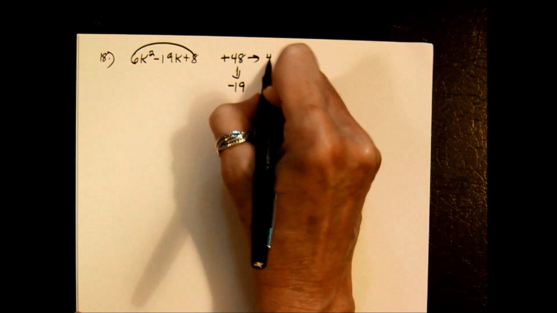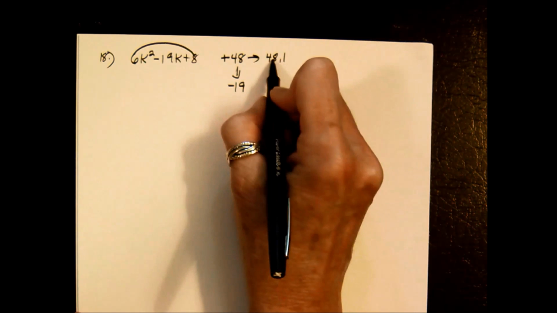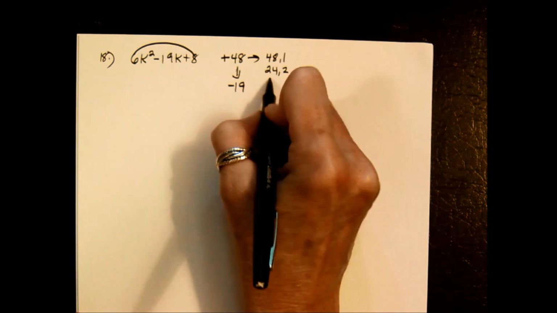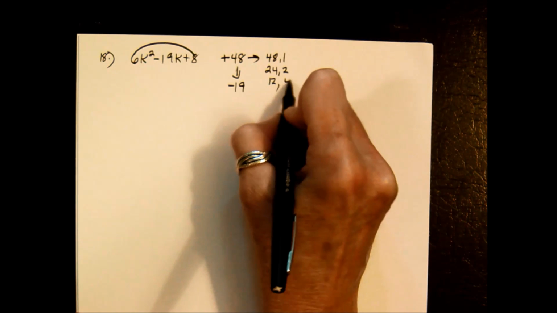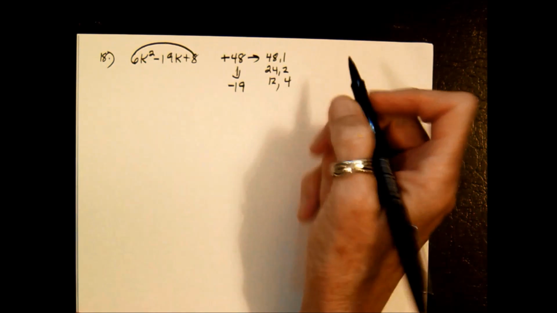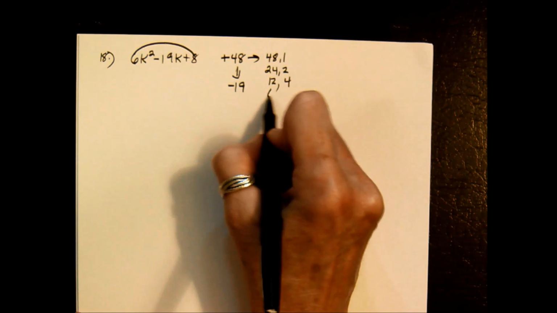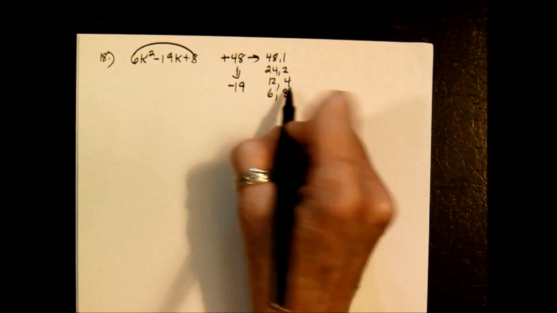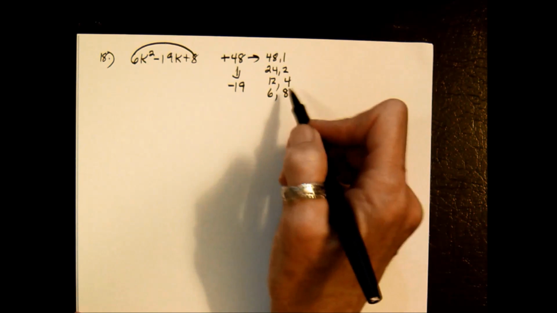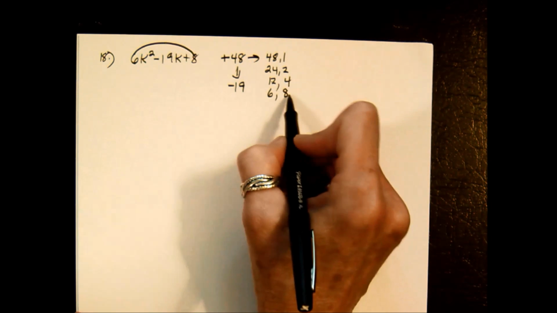48 times 1, divide by 2, multiply by 2, divide by 2, multiply by 2, divide by 2, multiply by 2. And I realized when I did it on the last page, we had an error. I had a 12 and a 3 and a 6 and a 6, so you can go back and look at number 17.